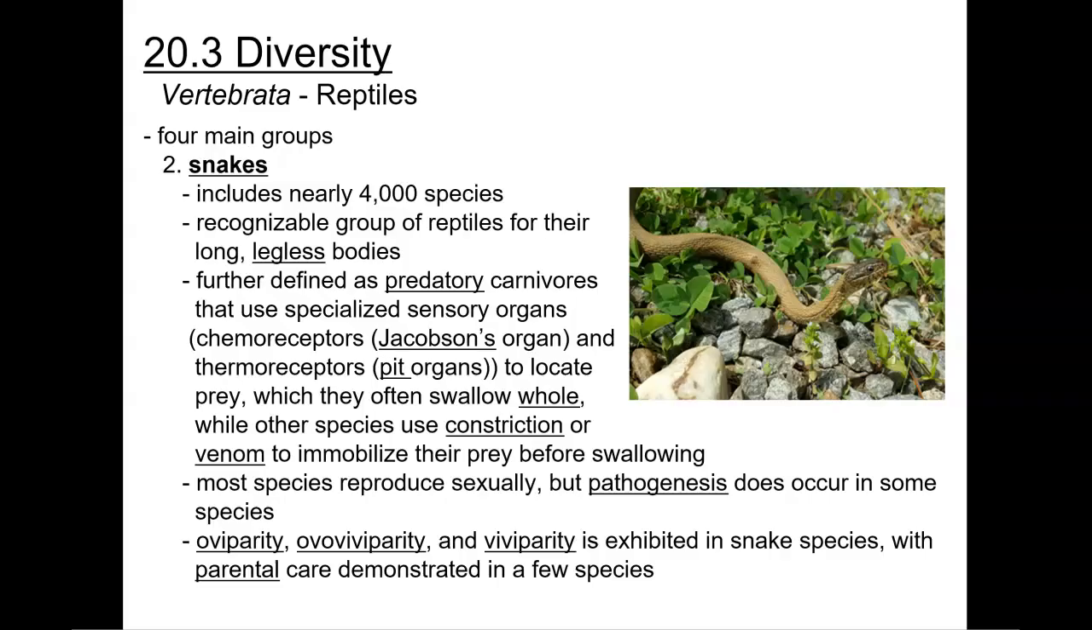Most species reproduce sexually, but parthenogenesis does occur in some species. So we have oviparity, ovoviparity, and viviparity, which are going to be exhibited in snake species, with parental care demonstrated in some.